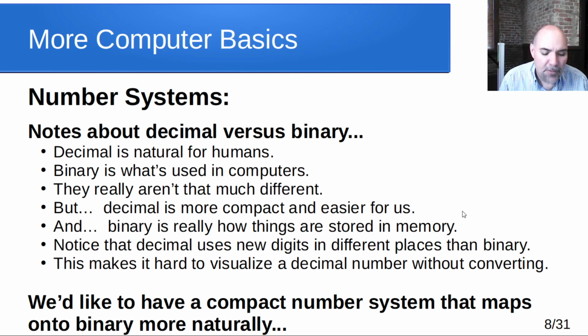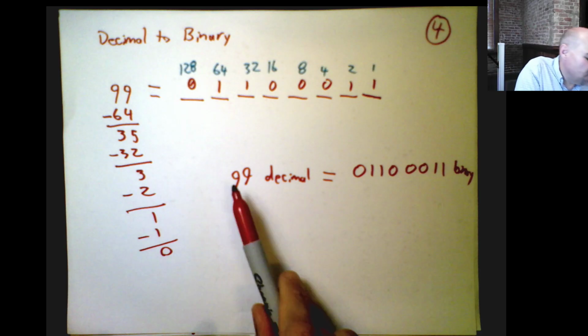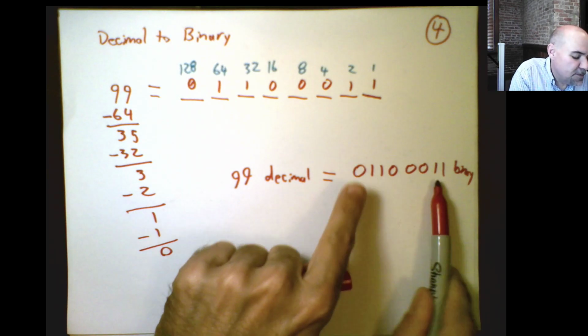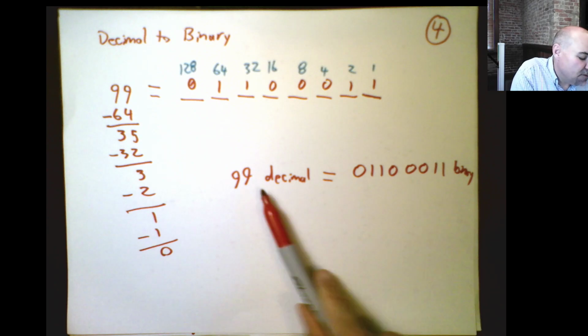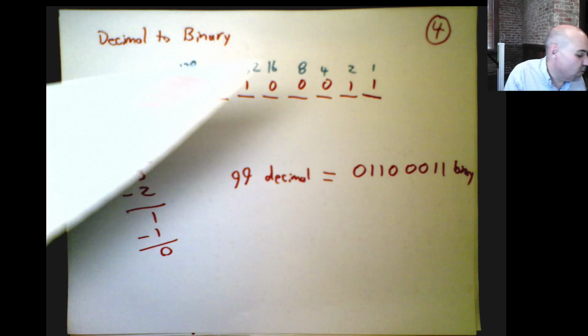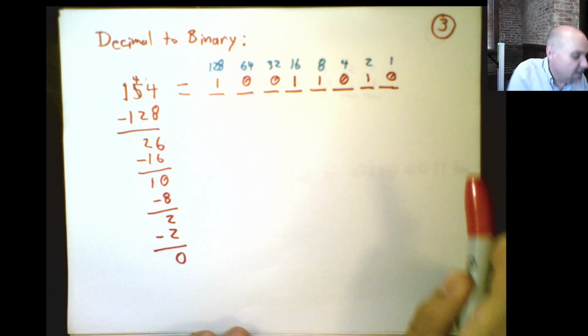Now, a couple notes about that: decimal is definitely more compact and easier for us to use because we're more familiar with it. But also notice, just quickly, let me switch back over to here. Notice that it's more compact, meaning this took 2 digits of decimal where it took 8, or if we leave off the leading 0, 7 to represent it with binary. So decimal is definitely more compact. Like on that previous example with the 154, that took 3 digits of decimal for 8 of binary.